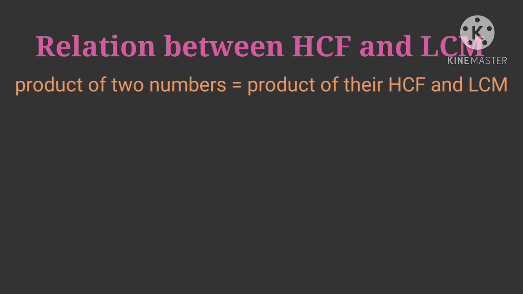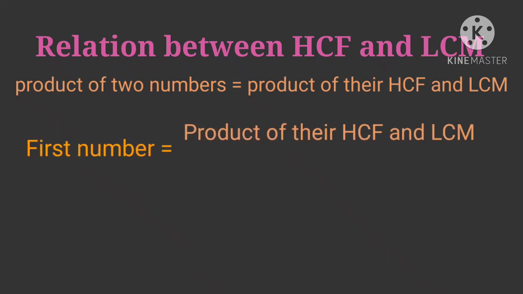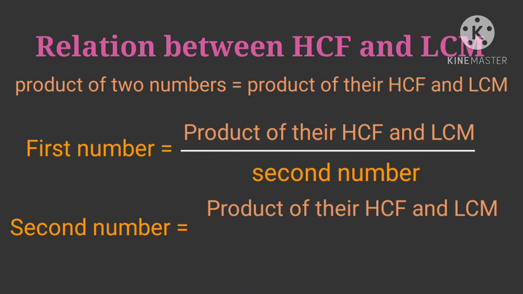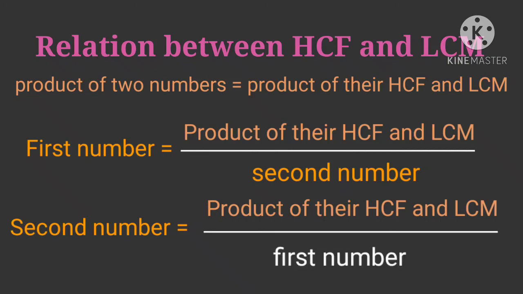Now relation between HCF and LCM. Product of two numbers equal to product of their HCF and LCM. First number equal to product of their HCF and LCM divided by second number. Second number equal to product of their HCF and LCM divided by first number.